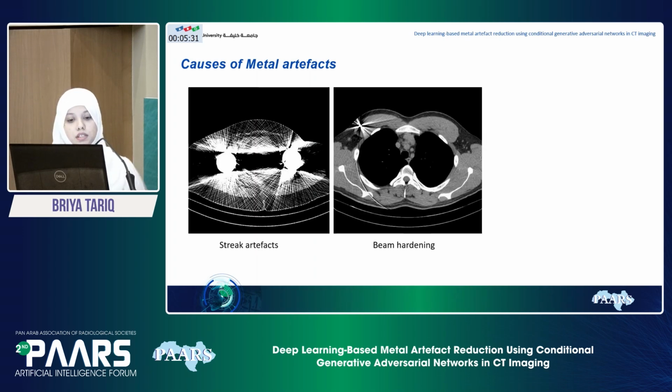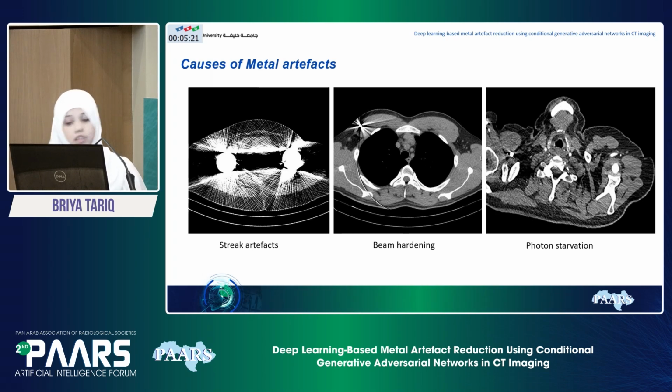Here are some main images of the causes of metal artifacts. The first image is showing the streak artifact, which is basically the bright and dark streaking that comes due to beam hardening and photon starvation. Beam hardening is when low energy photons are attenuated more as compared to the high energy photons, and photon starvation is when an insufficient number of X-ray photons reach the detector.